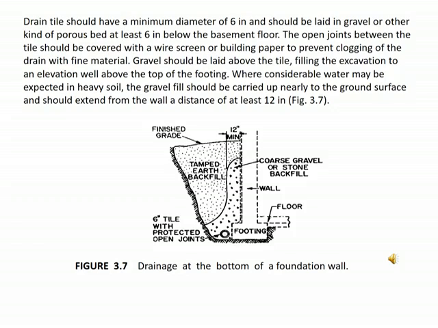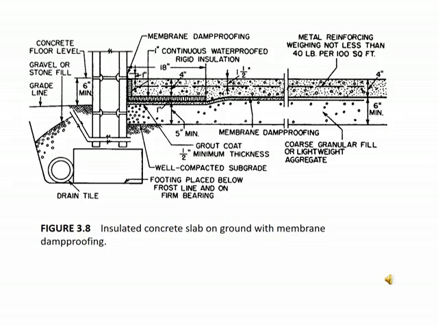This is shown in Figure 3.7. This is the insulated concrete slab on the ground. Membranes are damp proofing. So you see the concrete floor level, gravel, stone, and also the membrane, and also the damp proofing, and also the foundation footing. So you also see the drain tiles. So those are the insulated concrete slab on the ground. Membranes are damp proofing.